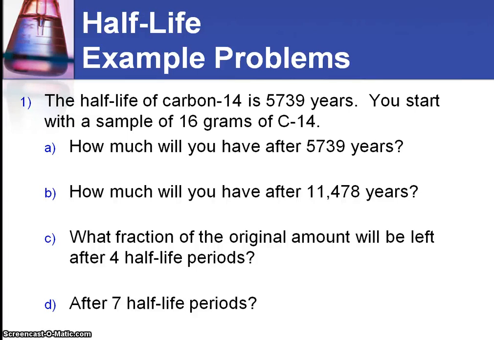And it kind of helps to draw these out. What I usually do is write the number and then draw an arrow to represent the half-life. So you'd have 1, then draw an arrow to the right, and then a half. And then draw an arrow to the right, and then a fourth. For letter D, you just keep doing it 7 times. So if you start with 1, keep drawing your arrows and cutting it in half each time, and you should end up with 1 over 128 for letter D.